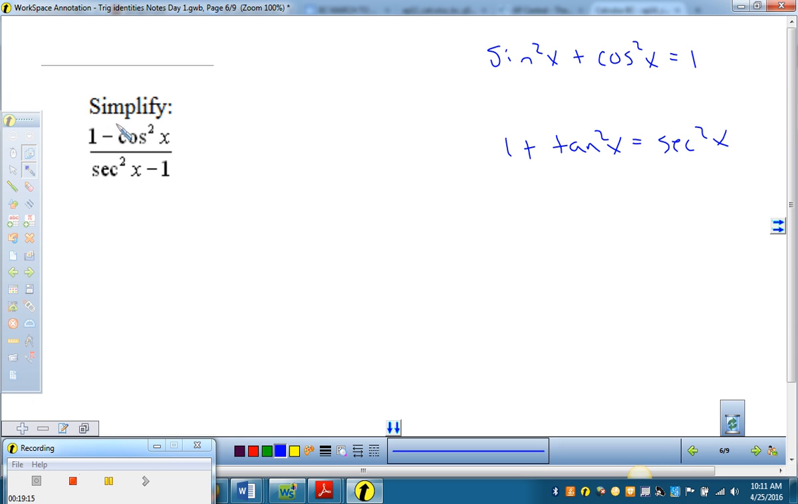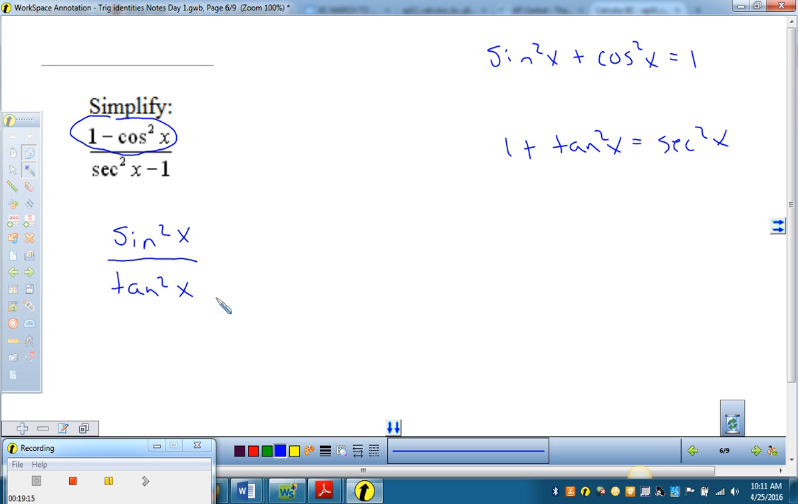Okay, so what can I replace the top with? 1 minus cosine squared would leave me with, there it is, top is sine squared x. Excellent. All right, Paul, the bottom, what is it? Very nice. Secant squared x minus 1 would leave me with a tan squared x.